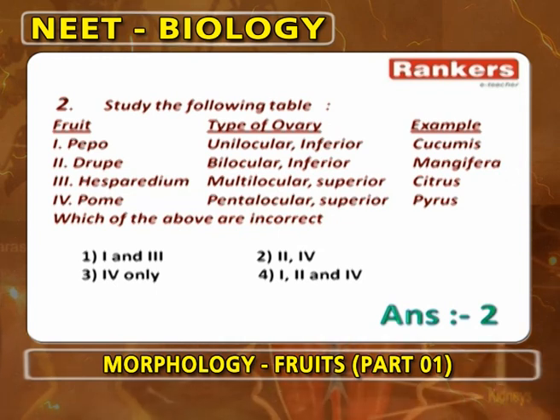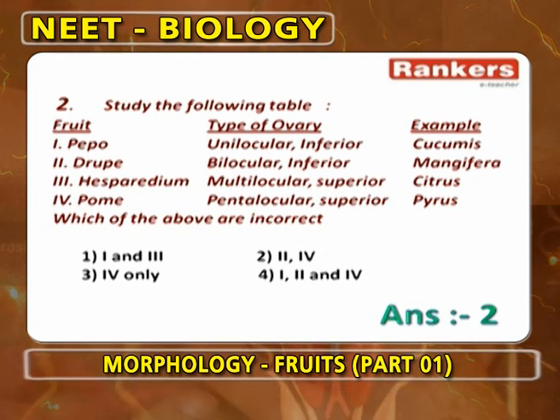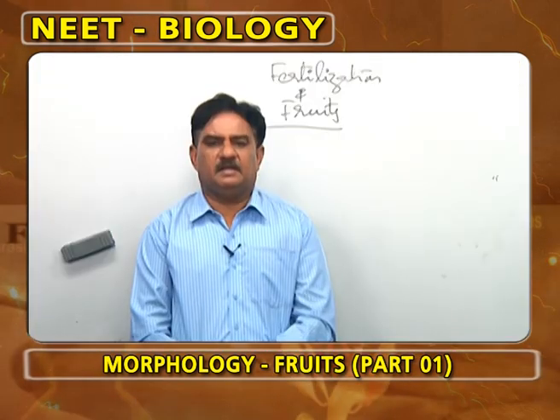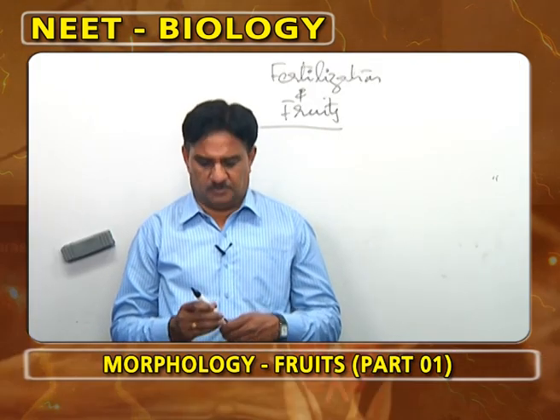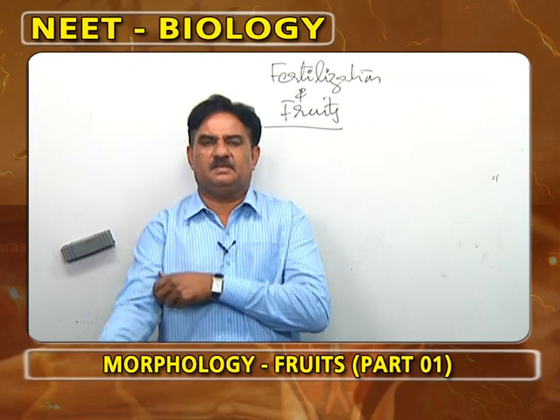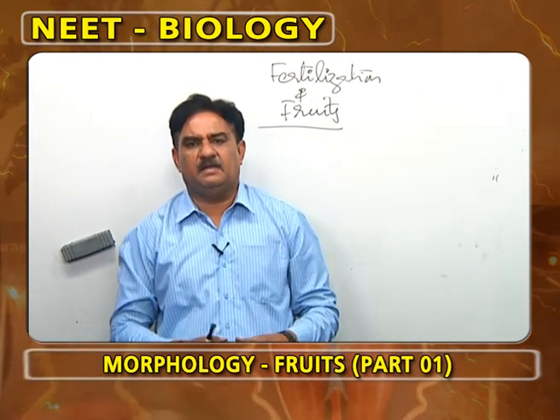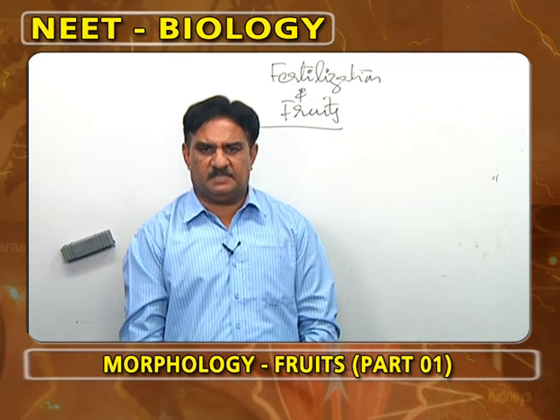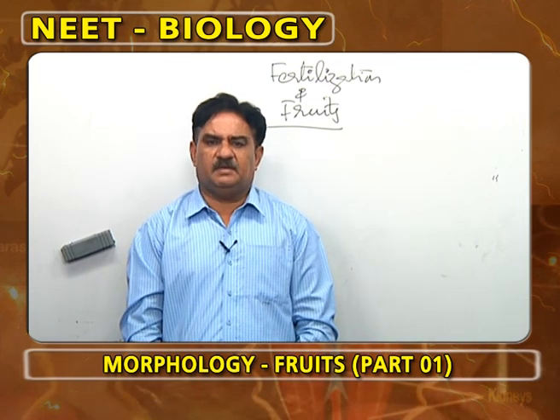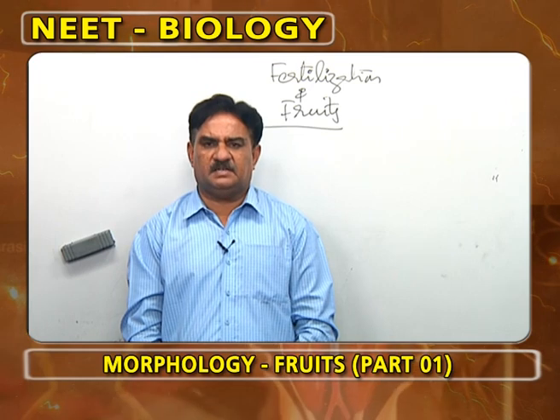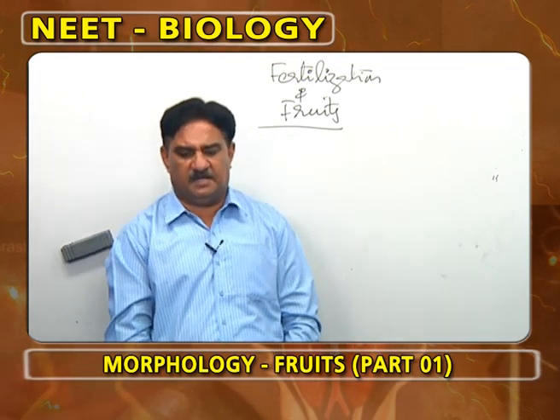Hesperidium multilocular superior citrus is correct. It is the correct combination. Pome, pentalocular superior pyrus. It is not pentalocular, it is trilocular. So pome is also said to be a false fruit. Why? Because pome is found in apple. In apple, the edible part is thalamus. The actual fruit is pericarp, which is very hard, present at the center and absolutely not edible.